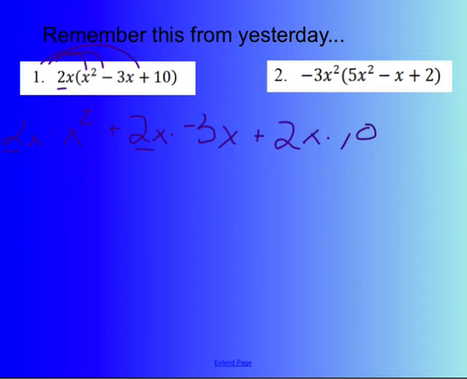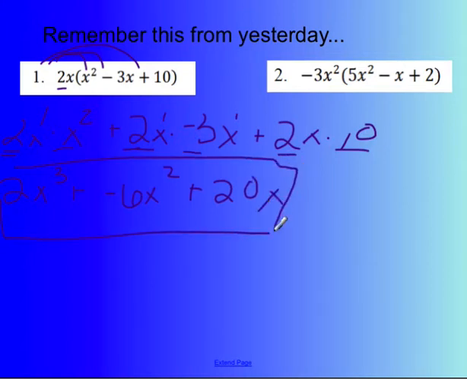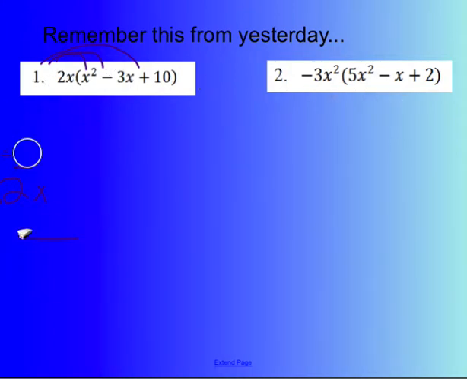Alright, so here we have 2 times 1 is 2. X to the first times x squared is x cubed. Then 2 times a negative 3 is a negative 6. X to the first times x to the first is x squared. 2 times 10 is 20, and then we'll keep the x there. So 2x cubed minus 6x squared plus 10x is our final answer. It's already in standard form. Our exponents are going in descending order.